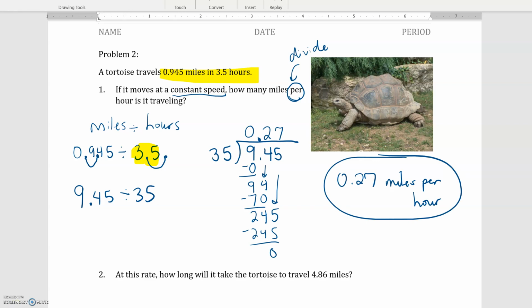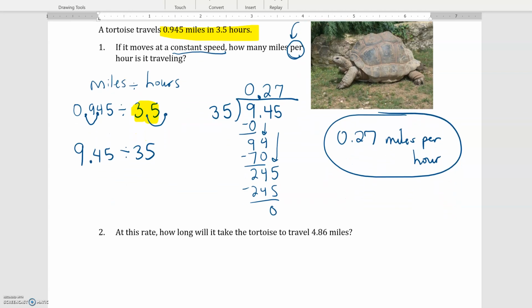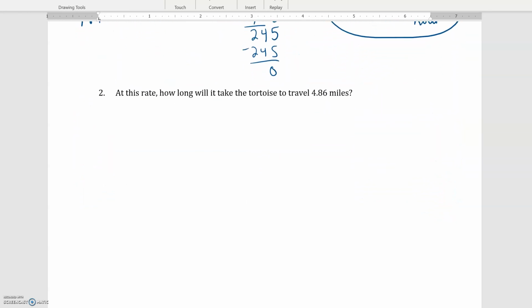Looking at the work here, you should get 27 hundredths miles per hour. We're going to use this number again in the next problem, number 2. So I'm going to scroll down and write that in our problem context to help us out, which is the rate of 27 hundredths miles per hour.